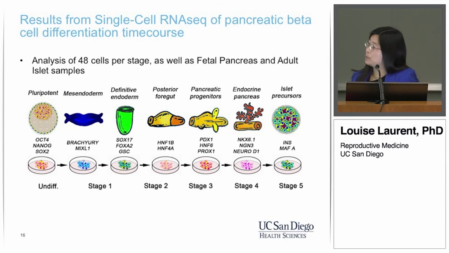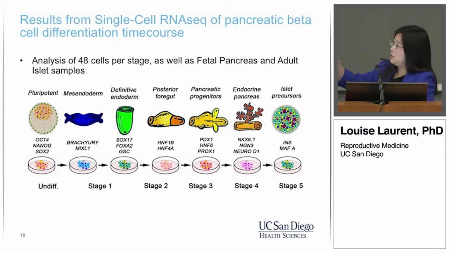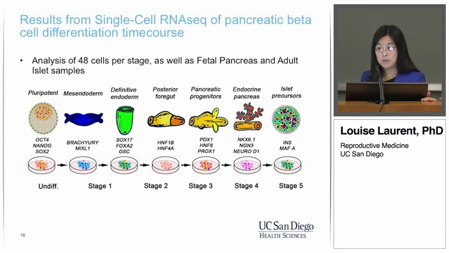They represented these 6 stages of differentiation, as well as fetal pancreas and adult islet samples. And we ran 48 libraries per group. Just to explain what this diagram means, we start on the left with pluripotent stem cells. These are stem cells that express OCT4, NANOG, SOX2, as well as having a characteristic morphology of pluripotent stem cells. These cultures in our lab, we verify that they're pluripotent, doing in vitro and in vivo differentiation assays. So those are the undifferentiated cells.